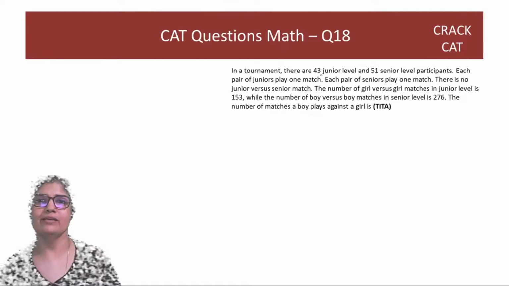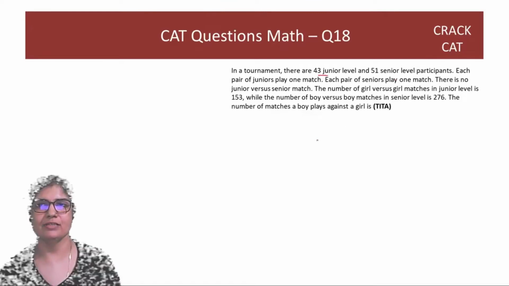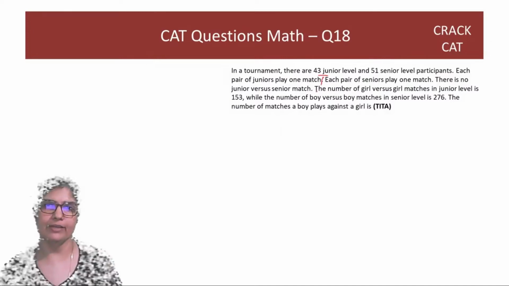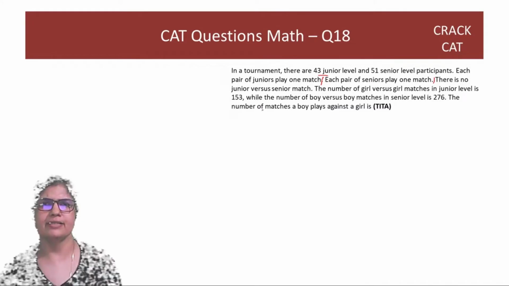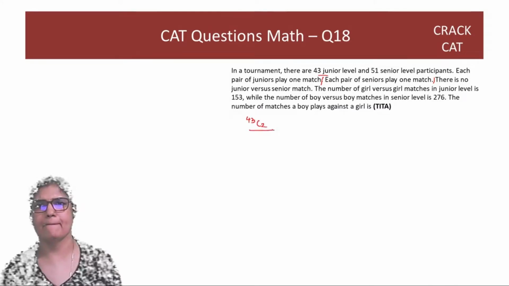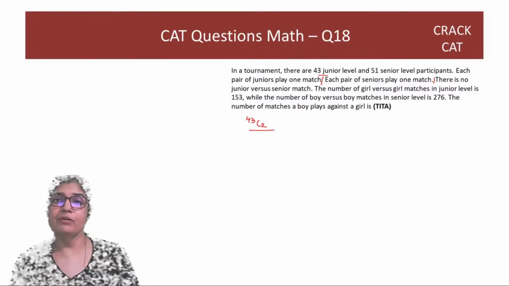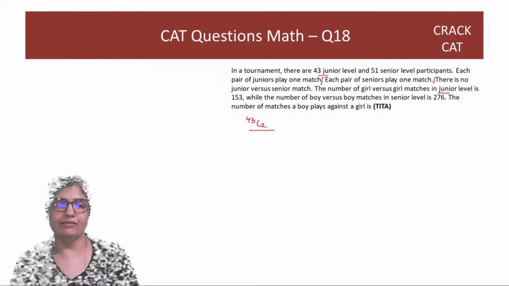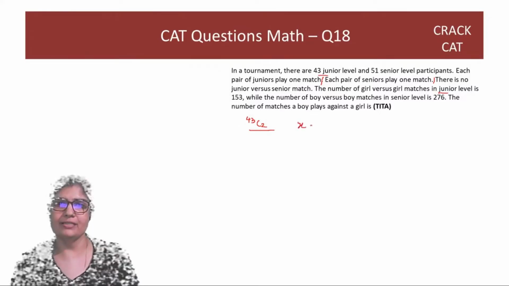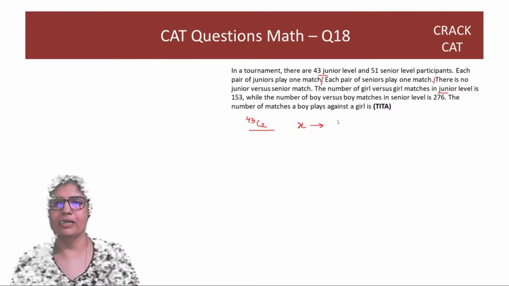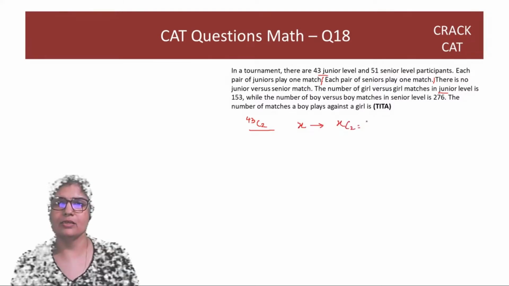In a tournament, there are 43 junior level and 51 senior level participants. Each pair of juniors play one match. Each pair of seniors play one match. So just for our understanding, there are 43 juniors, so they'll play 43 C2 matches. Okay. There is no junior versus senior. Number of girl versus girl matches in junior level is 153. So in junior, let's say there are X girls in junior level, XC2 is 153.